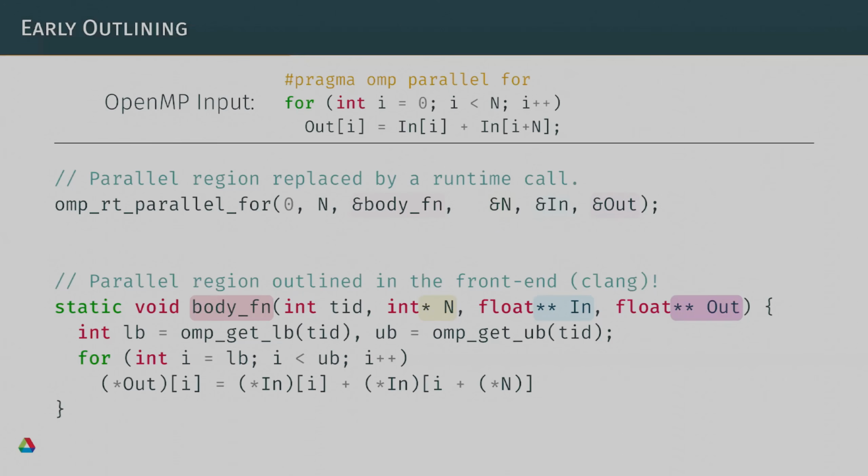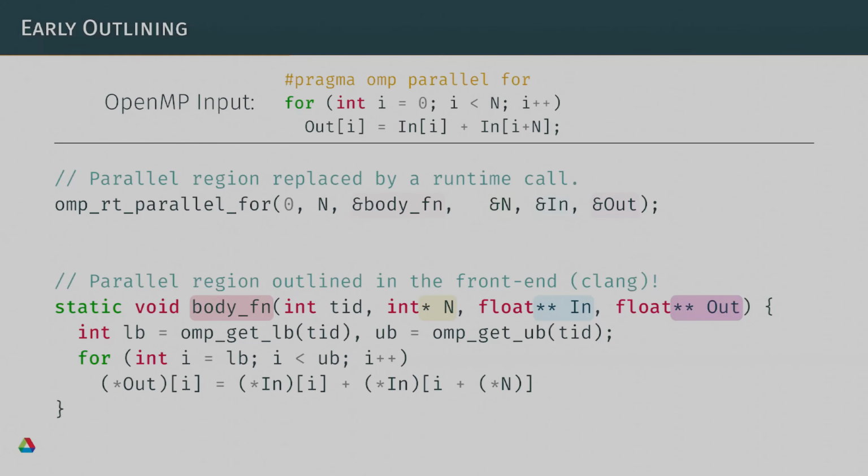Now, one thing to notice here is that we take the address of all the arguments. So n in the above code was an integer, and now what we actually pass is the address of n, which is an int pointer. And the same holds for in and out, which were floating pointers in the above example. And now we pass their addresses, which are floating pointers.